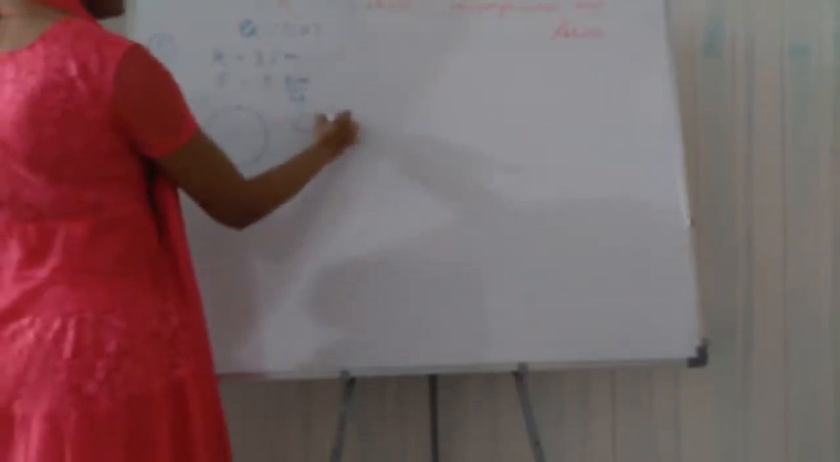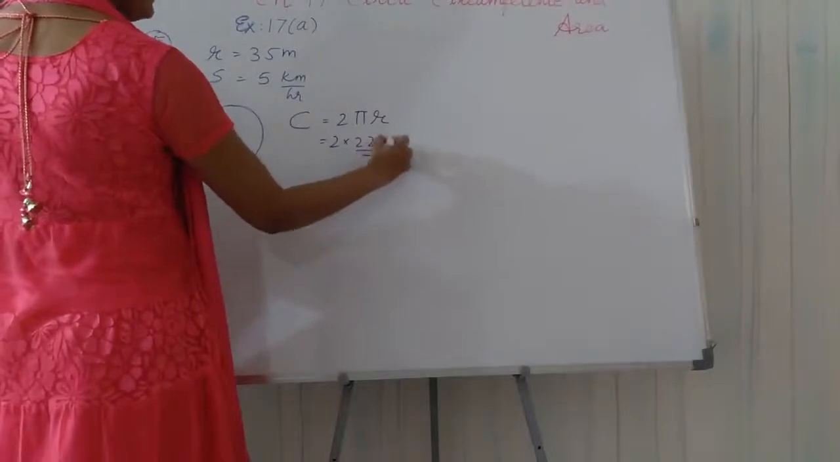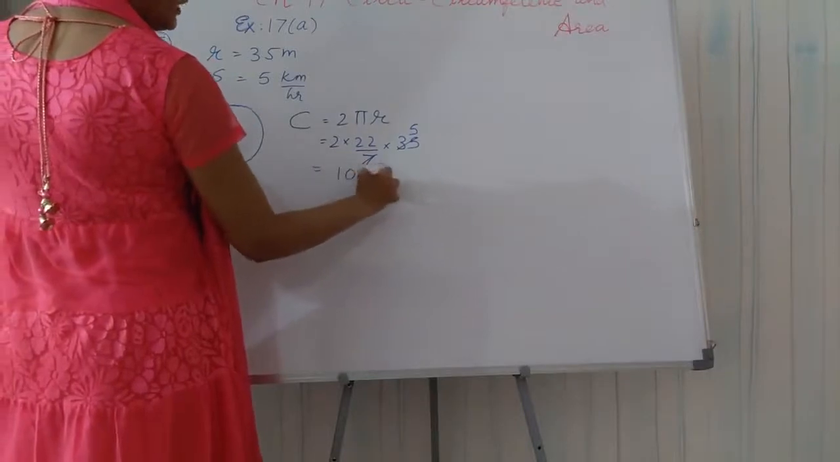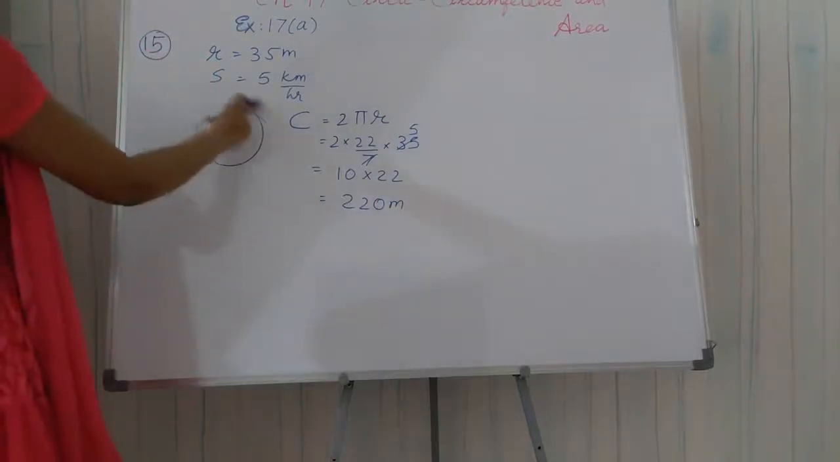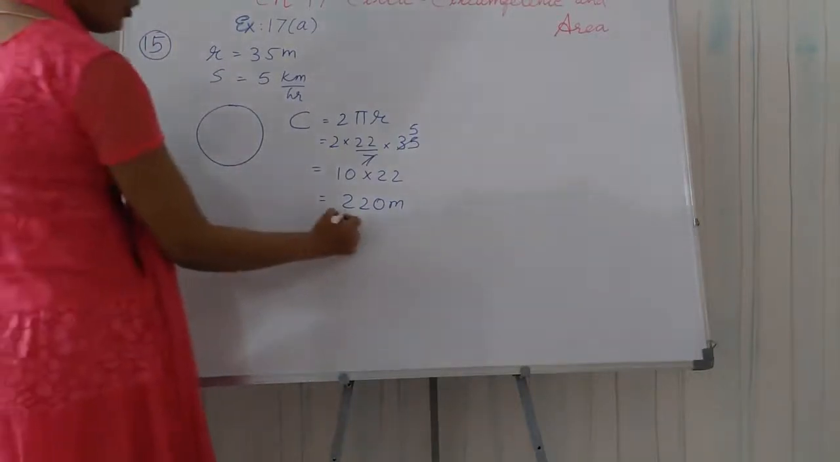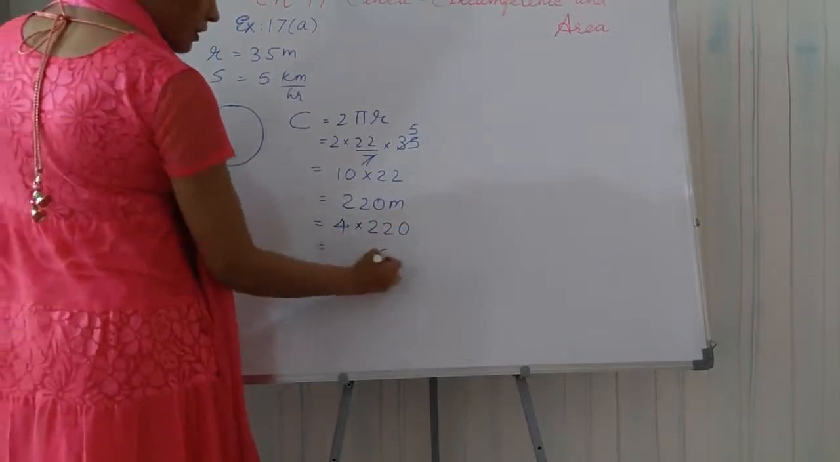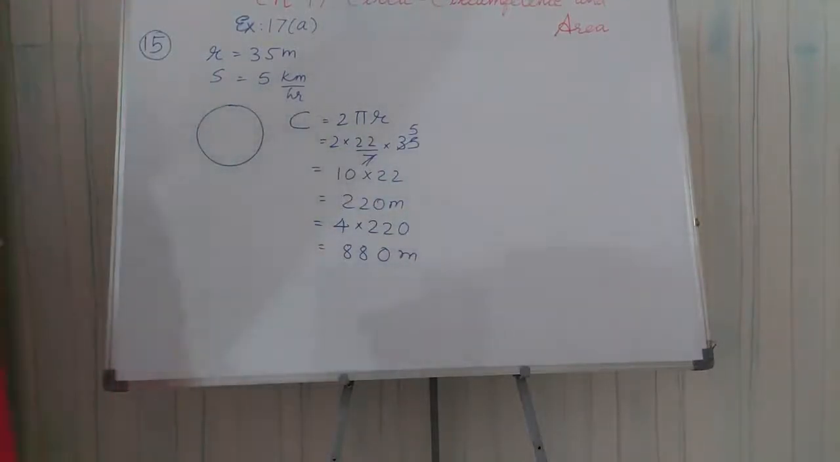First of all I find circumference, that is by using formula 2 pi r, because one full round means one circumference. So here 2 into 22 by 7 and the radius is 35 meter. So 7 5s are, so 5 2s are 10 into 22, that is 220 meters circumference. First we found the circumference, means the distance covered in the one full round. But we want 4 rounds. So I multiply here 4 multiply 220, that is 880 meters. This is the total distance the boy completes.